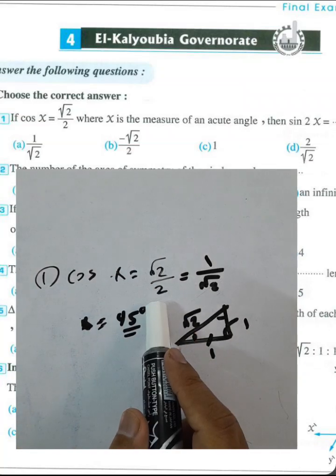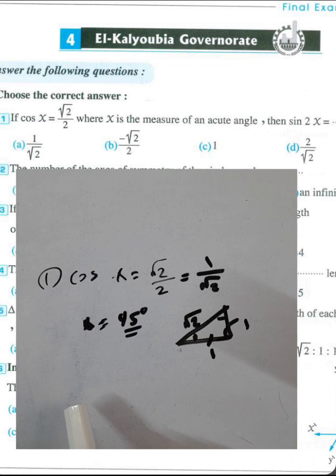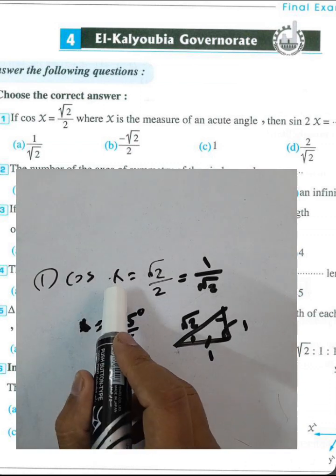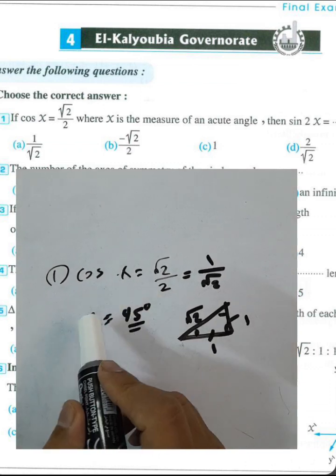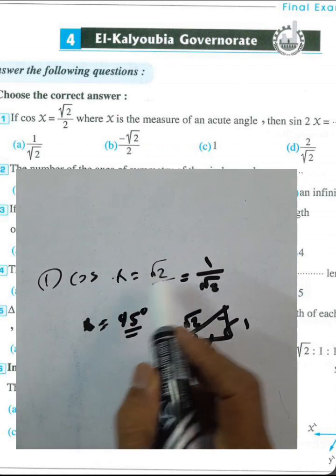x equals root 2 over 2. Then sine 2x equals what? First step, we can find the measure of angle x, which is an acute angle. Cosine 45 equals root 2 over 2, and root 2 over 2 equals 1 over root 2.